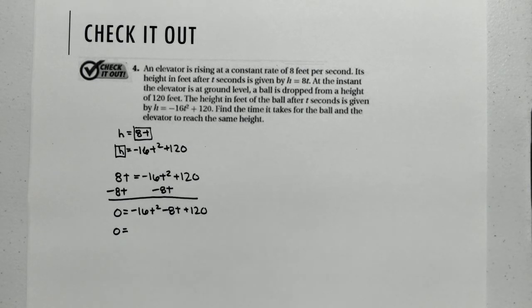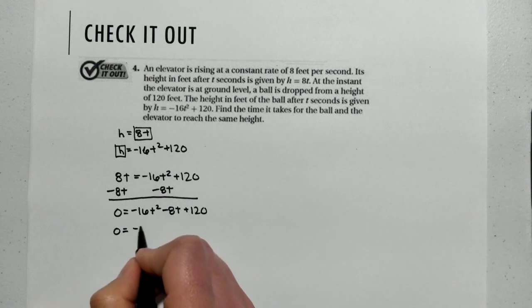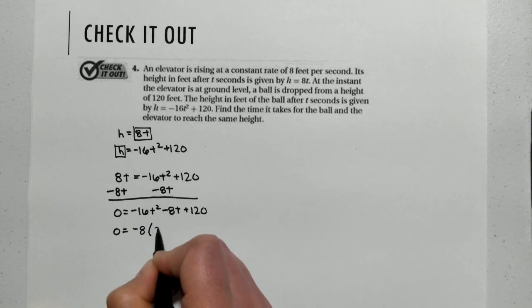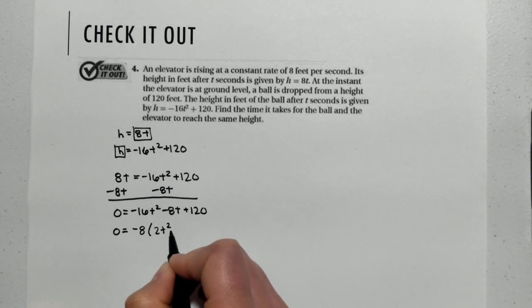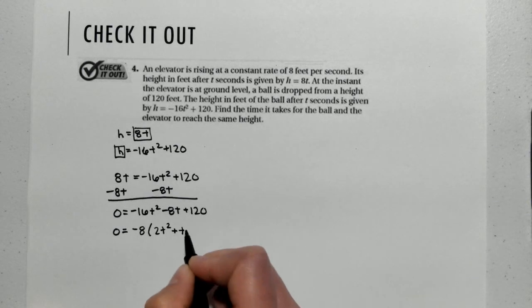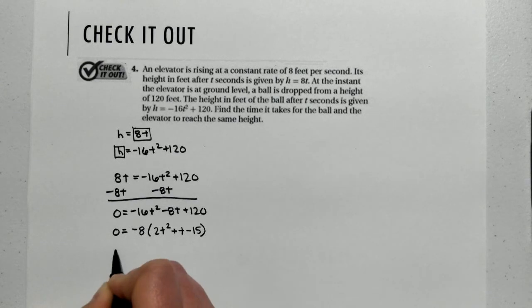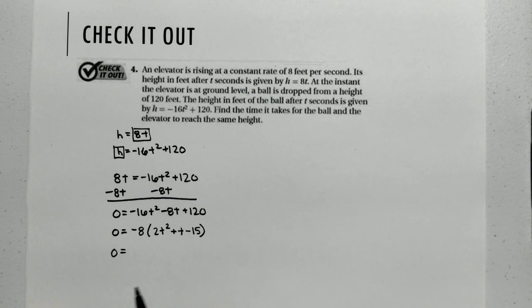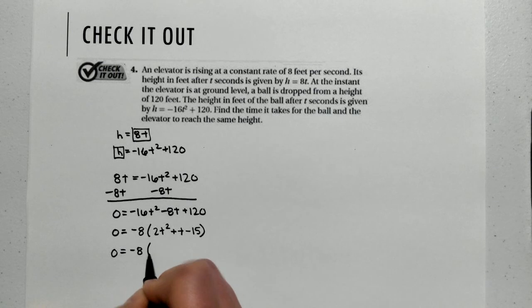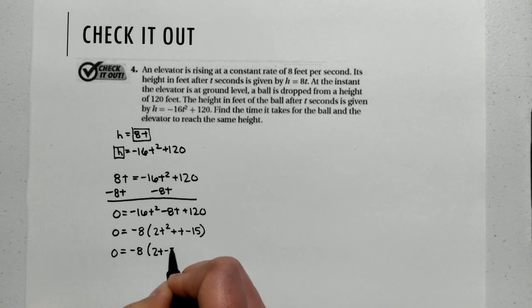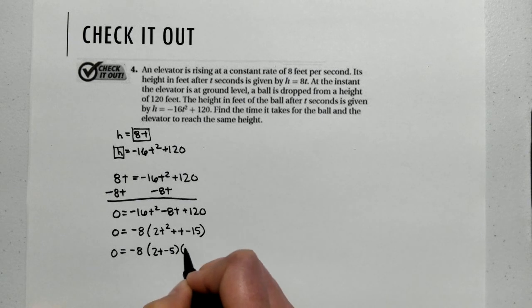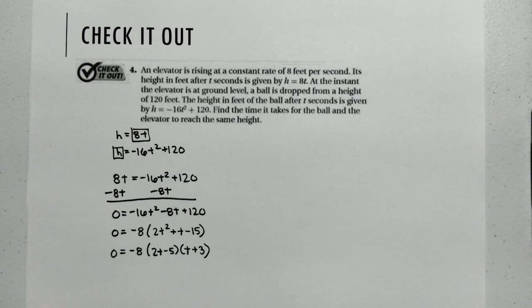So we're going to get 0 equals, and here you want to see if you can factor out a GCF. Between negative 16, negative 8, and 120, you can factor out negative 8. And you're left with 2t squared plus t minus 15. And here we can factor this. So we'll have negative 8 times the quantity 2t minus 5 times the quantity t plus 3.